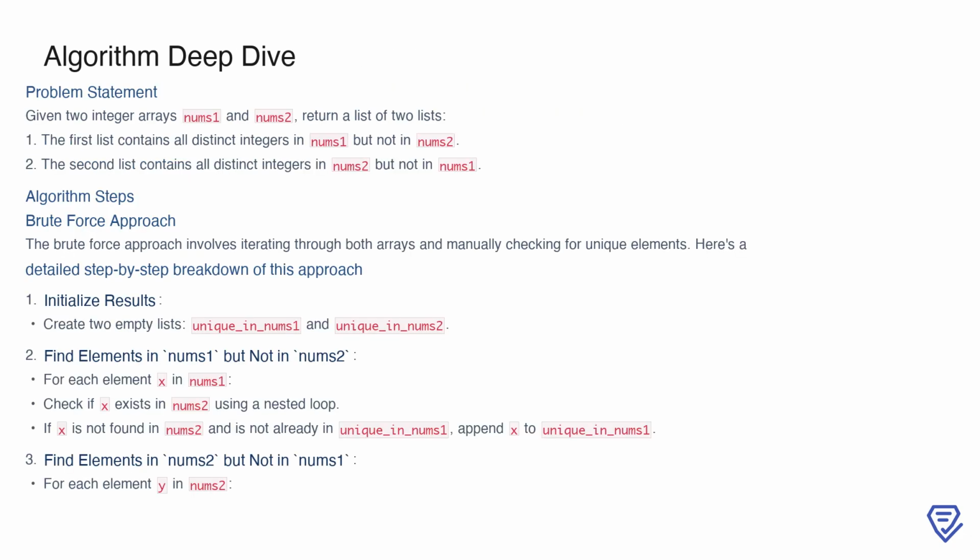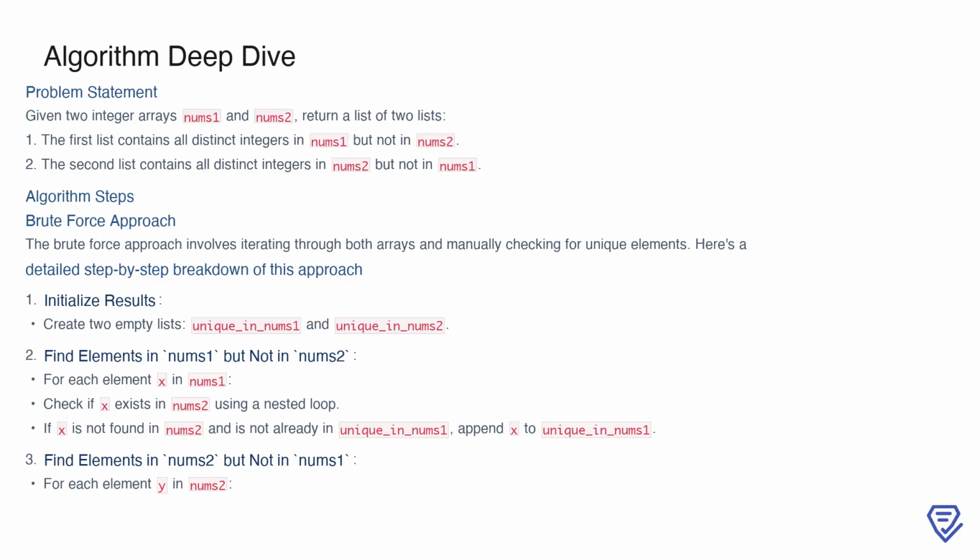To start, this problem asks us to find the difference between two arrays, nums1 and nums2. Specifically, we need to return two lists, one containing all distinct integers in nums1 but not in nums2, and the other containing all distinct integers in nums2 but not in nums1. Let's first explore the brute force approach for solving this.